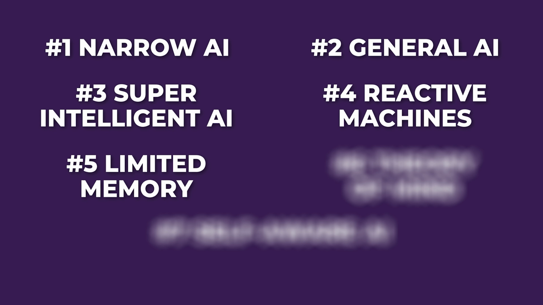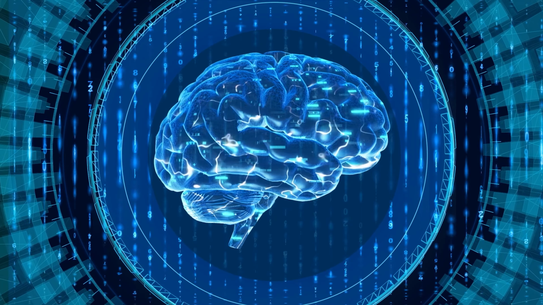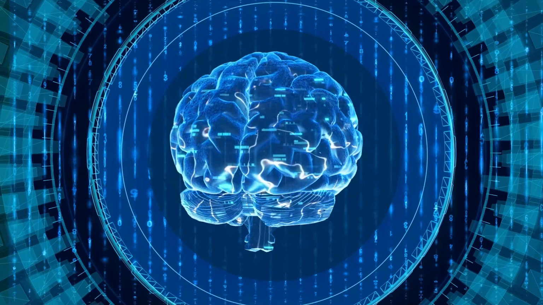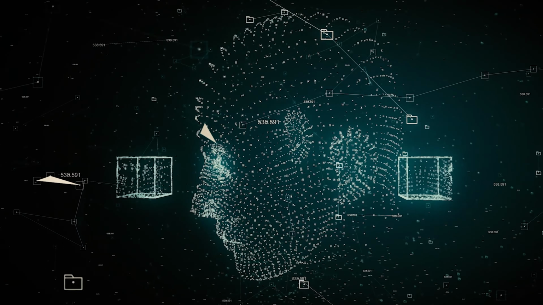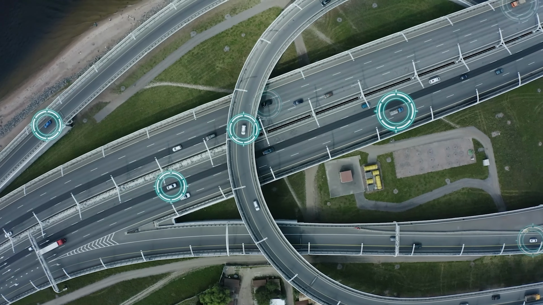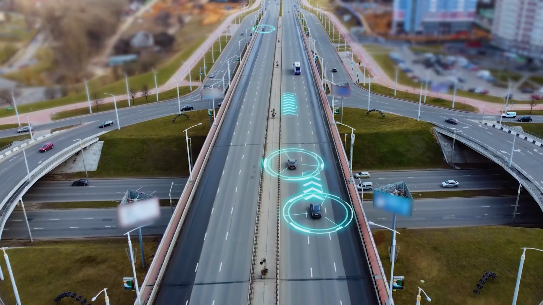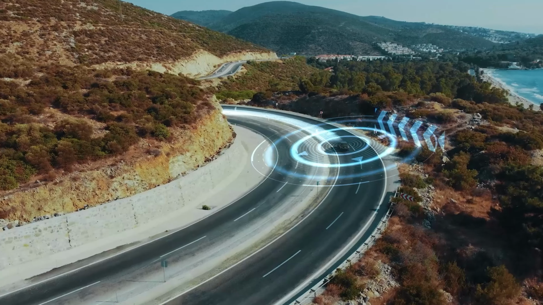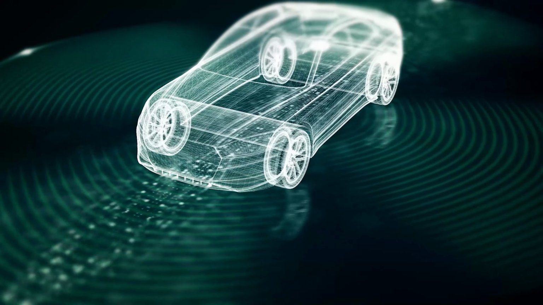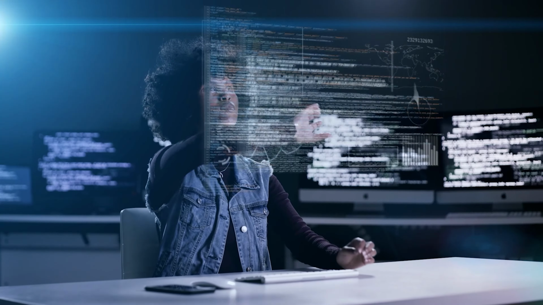Number 5. Limited memory. Taking things one step further, we have limited memory AI. Unlike reactive machines, these systems can use past experiences to inform their decisions. This is the kind of AI that powers self-driving cars, which need to learn from past data to make real-time decisions, like avoiding obstacles or predicting traffic patterns. Limited memory AI can improve over time, but it's still bound to its programming and the data it's trained on.